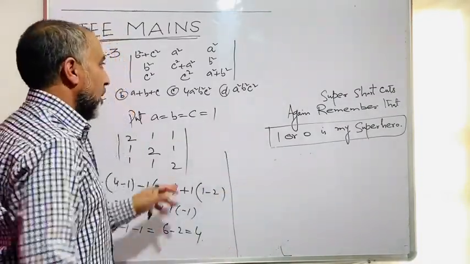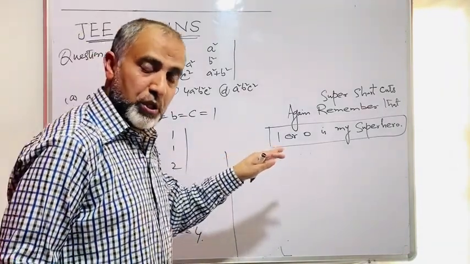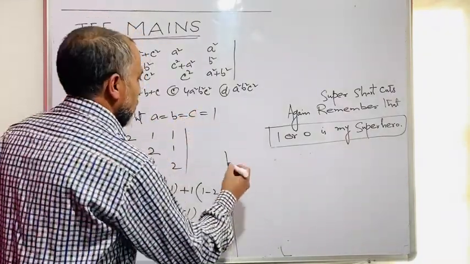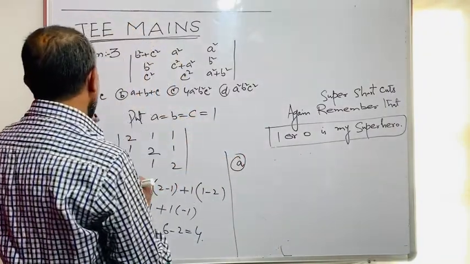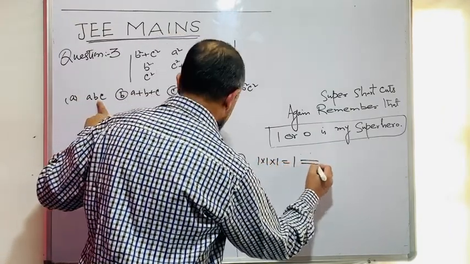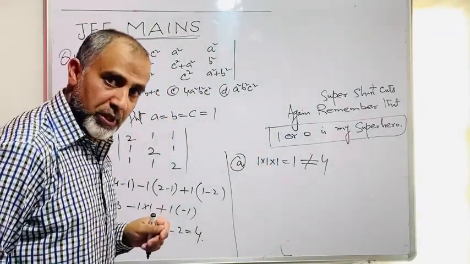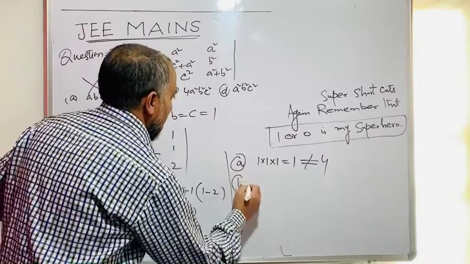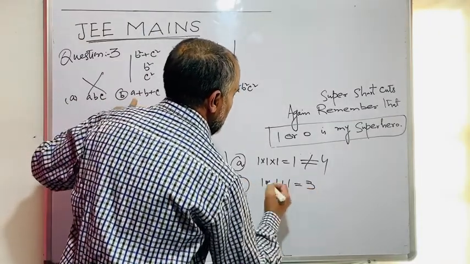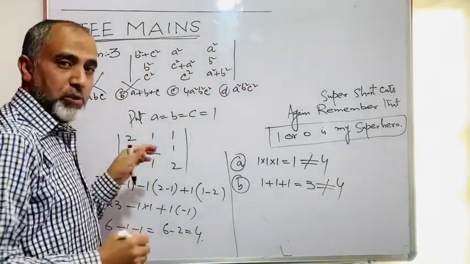Now what will we do? The values of a, b, c that we supposed each equal to 1, we will insert these values into the options. What will happen to the first option? Now see, 1 into 1 into 1, that is 1, and that is not equal to 4. So that means this is an incorrect option. Is it clear? Now in the second option, a equal to b equal to c, 1 plus 1 plus 1, that is equal to 3, that is again not equal to 4. We will drop this too, this is not the correct option.